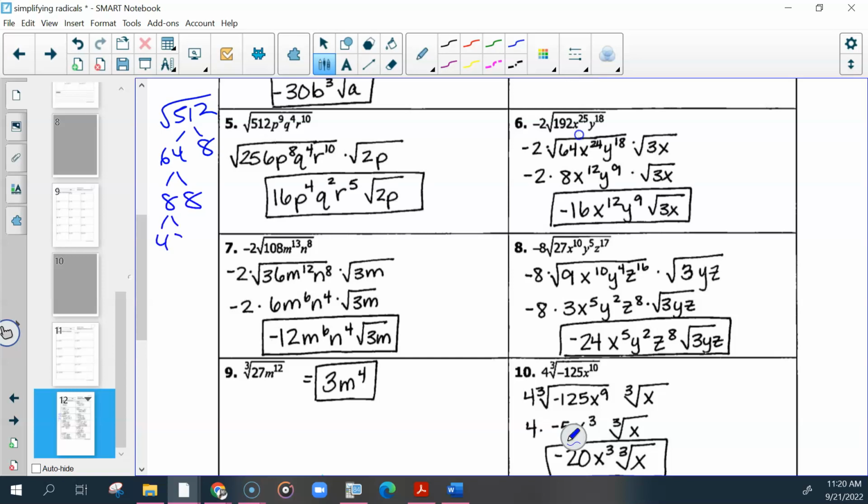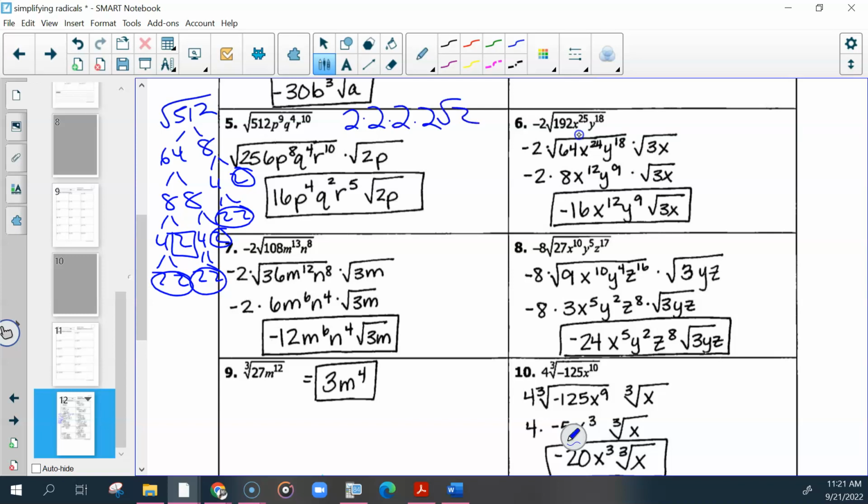So we have 4 and 2, 2 and 2, 4 and 2 and 2, and 4 and 2 and 2. Bunch of 2s all over the place. So pairs, we have 1, 2, 3, 4. I'm missing something. Oh, this 2 would be by itself. Okay. So on the outside we have 2 times 2 times 2 times 2 with our lonely 2 on the inside.